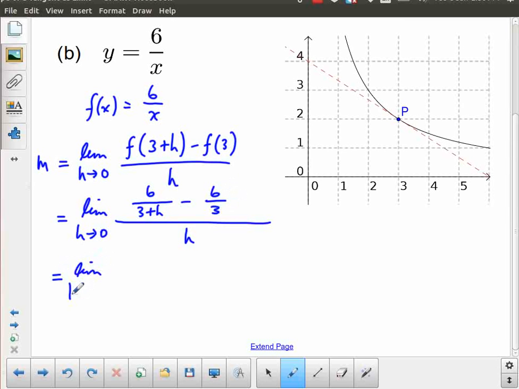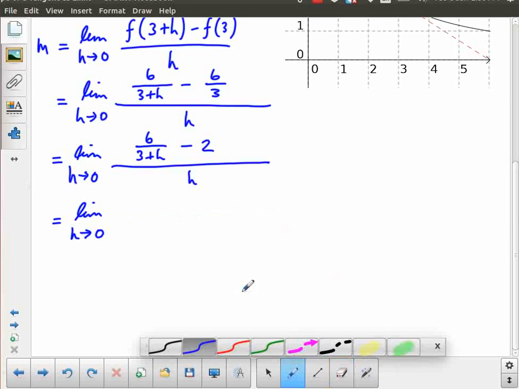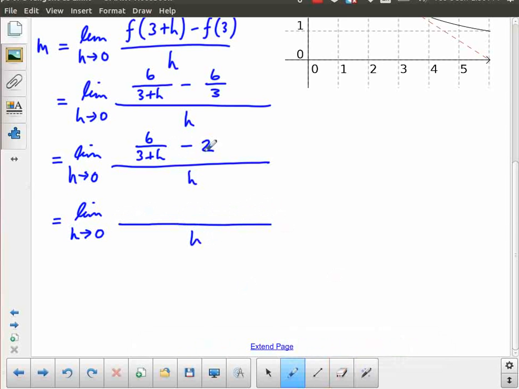So we have the limit as h approaches 0. This first one, again, I'll put in my dividing line. 6 over 3 plus h is just going to stay the same for now. Minus 6 over 3 is just minus 2. The limit as h approaches 0, over h. Let's get a common denominator for the numerator, which is going to be 3 plus h, because this is 2 over 1. So that's just going to become something over 3 plus h. This already has that denominator, so the 6 just stays the same. Minus 2 times bracket 3 plus h.